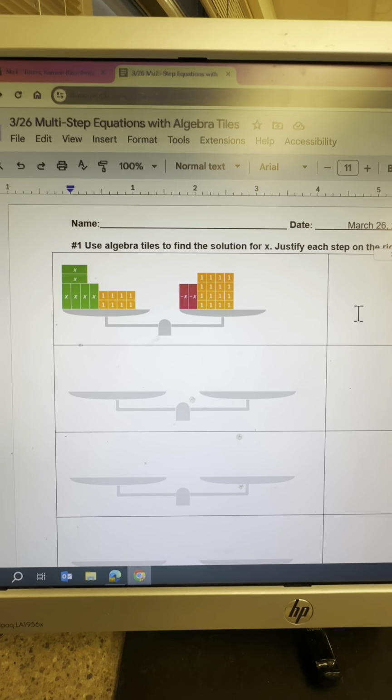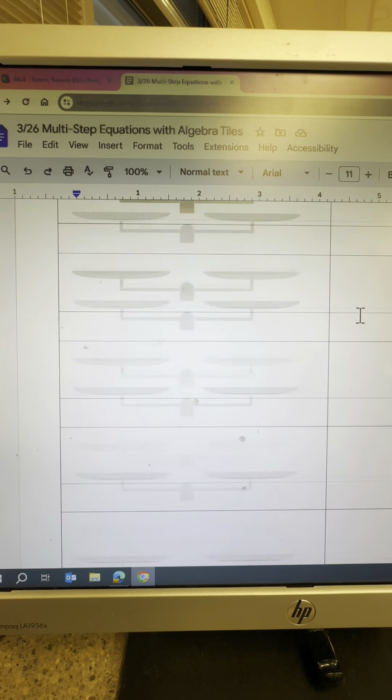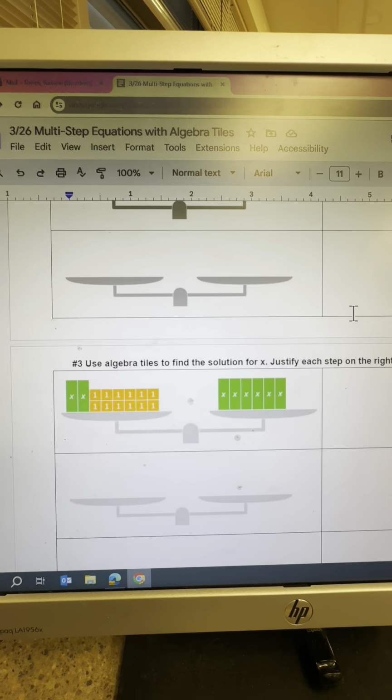All right, so this is today's classwork. You're going to work on 4 different problems. So you're going to get this worksheet, and just like yesterday in class, you're going to draw all these out, all the steps out, and then put the reasoning on the side over here.